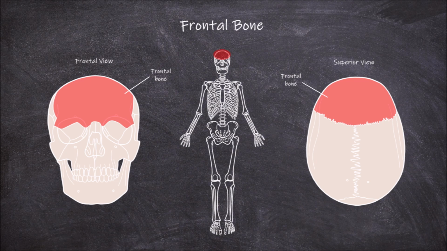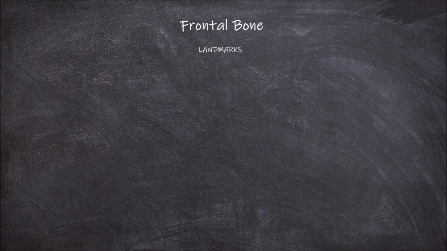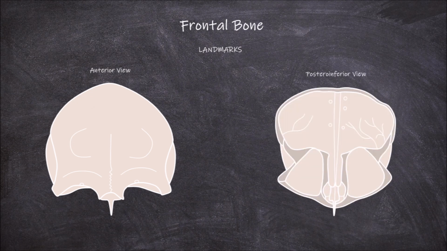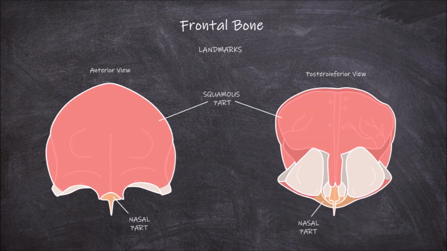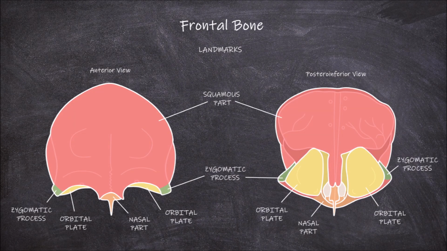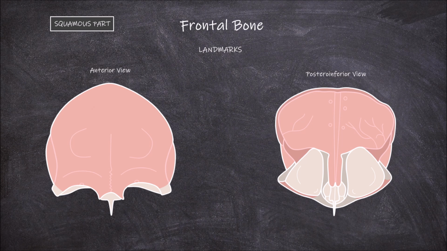Now we are going to look at the different landmarks and features of the frontal bone. Here we have the anterior view and the posterior-inferior view of this bone. This bone consists of the squamous part, the nasal part, two orbital plates, and two zygomatic processes. The first region of the frontal bone is the squamous part. The squamous part is the largest part of this bone and forms the forehead. This part has several margins.